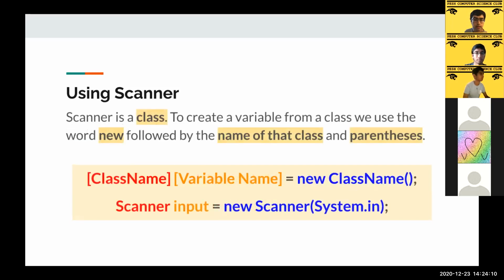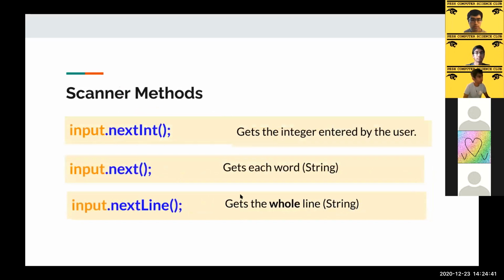But because scanner is a class, to create a variable from a class, we use the word new followed by the name of that class, and parentheses. So you can see we have scanner, which is the class name. We have input, which is the variable name. We have the word new. Then we have scanner again, which is the class name. And inside for scanner, we're going to put system.in. And this basically tells the program how you're going to get the input from the user. So this is how we create a scanner variable.